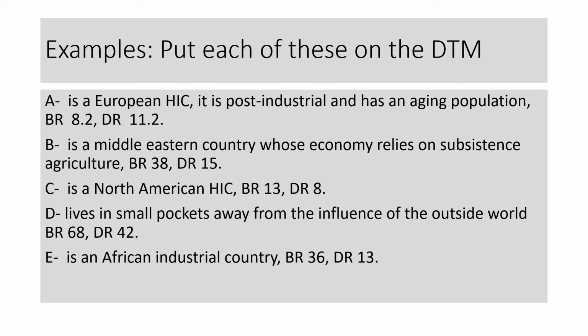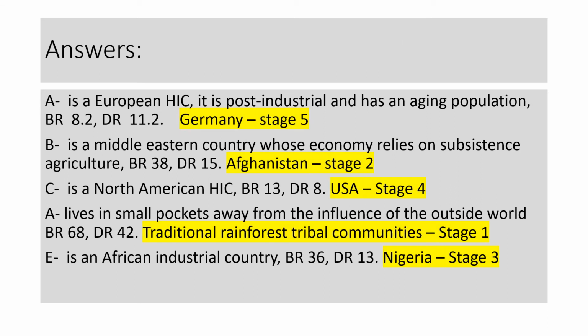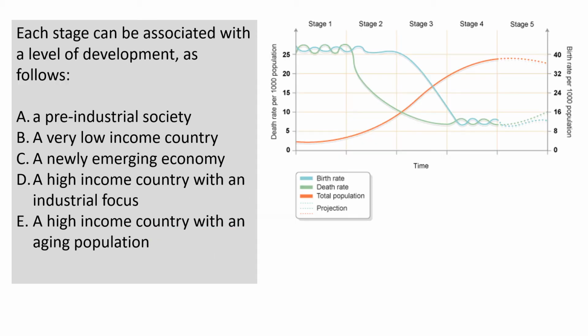And finally, E is an African industrial country, so it's industrializing. It has a high birth rate. It has a falling death rate. You should put that in stage 2. Okay, moving on.